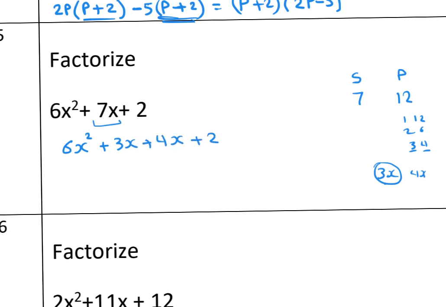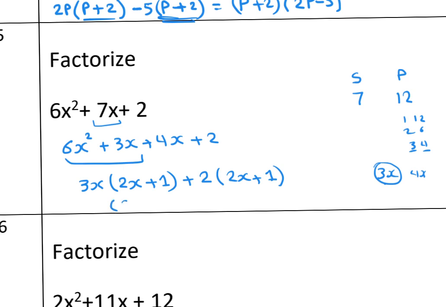What is the common factor between the first two? Yes, 3x, then bracket. 3x times what equals 6x squared? 2x. 3x times what equals 3x? 1. Okay, plus 4x plus 2. What is the common factor? 2. 2 times what equals 4x? 2x. 2 times what equals 2? 1. Now this bracket is common, so take 2x plus 1 as the common factor. You are left with 3x plus 2.